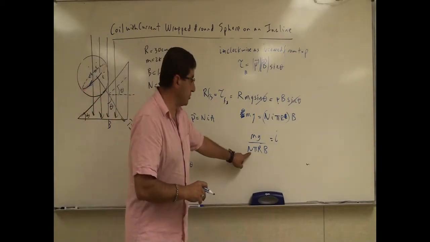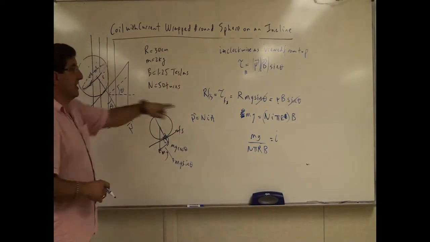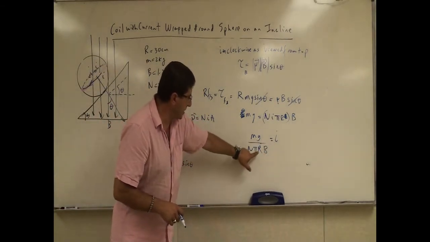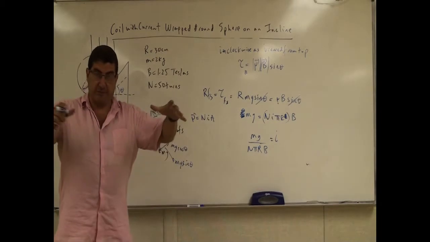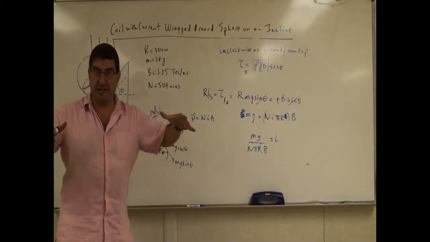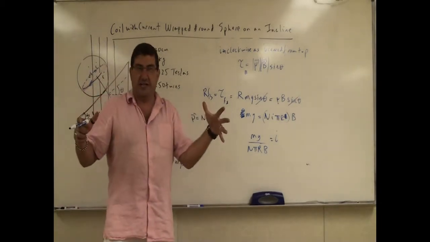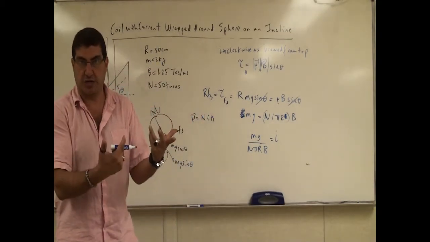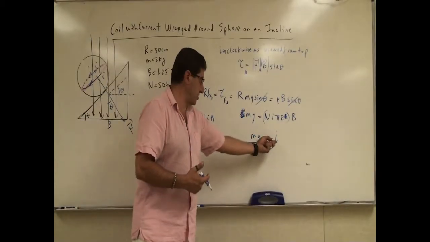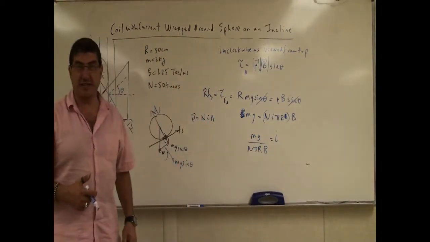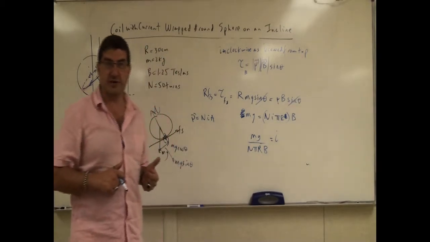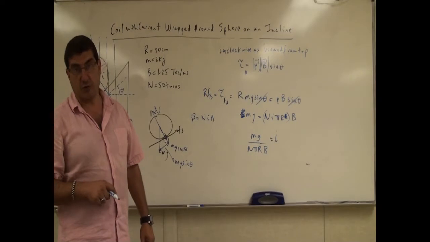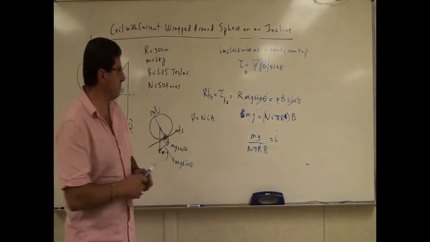So what does this mean? The more turns we have, the less current is required. If the radius of the sphere is bigger, that also requires less current. Why? Because the bigger the radius, the more magnetic moment is due to the current, so it's going to require less current. The stronger the magnetic field is, the less current we require. But on the other hand, if the sphere is heavy, then that requires a lot of current. So you can see the equation makes sense.